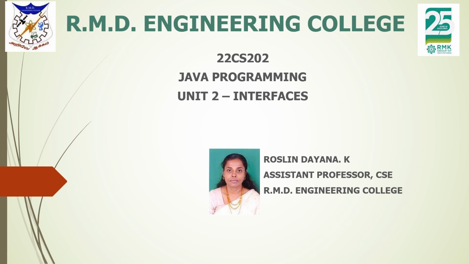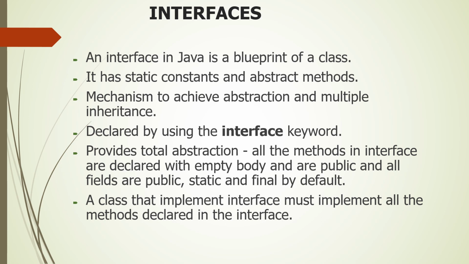Today we are going to see about interfaces in Java programming. What is an interface? An interface in Java is a blueprint of a class. So it will be similar to a class. It can have static constants and abstract methods, and it can be declared by the keyword interface. Interface provides total abstraction to a particular program. A class that implements an interface must implement all the methods declared in the interface.